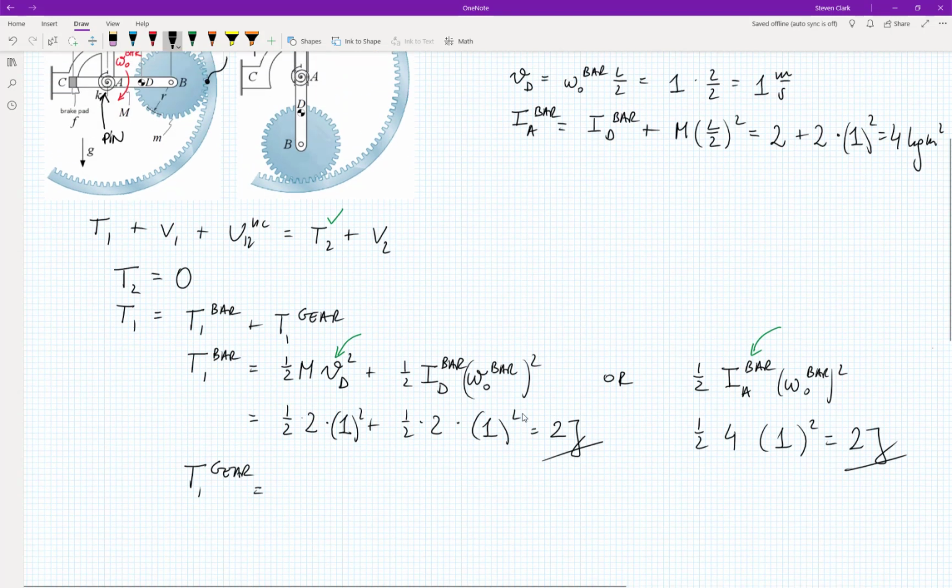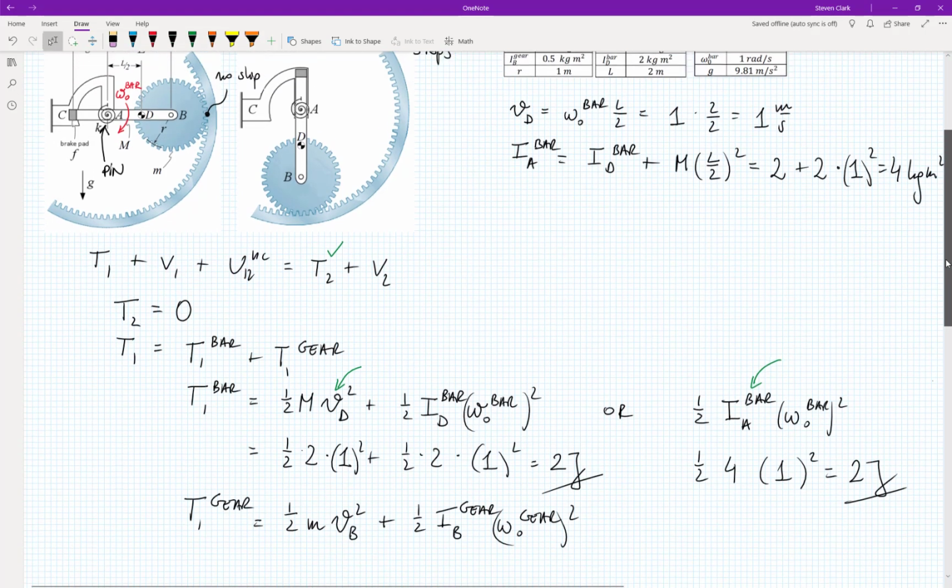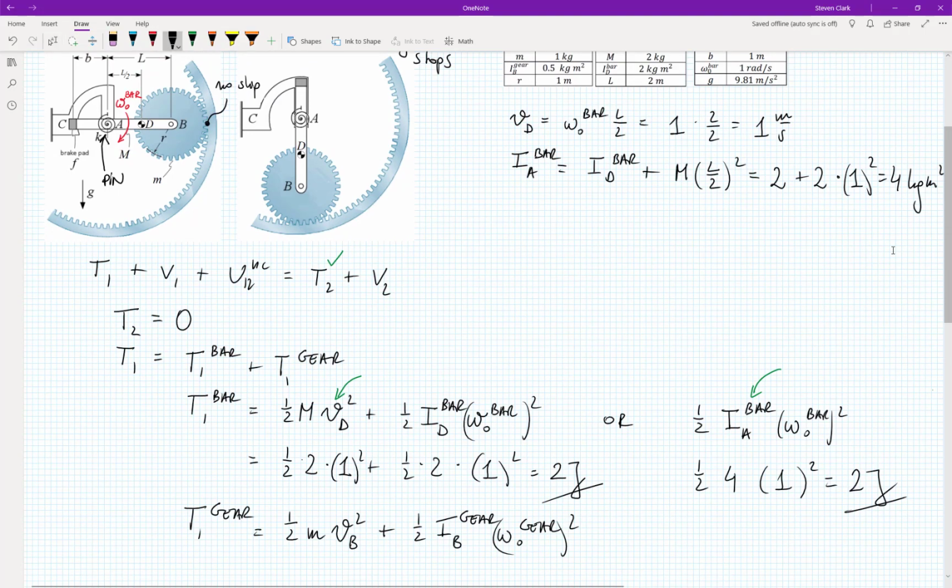Okay, so let's find T1 gear. So in here we will just write 1/2 m V_B squared plus 1/2 I_B gear omega_0 gear squared. Okay, I am afraid that we don't know two variables here. We don't know V_B, and we also don't know omega_0 gear.